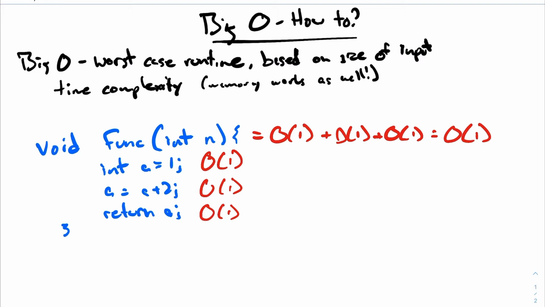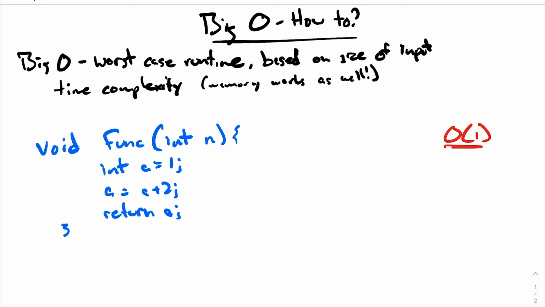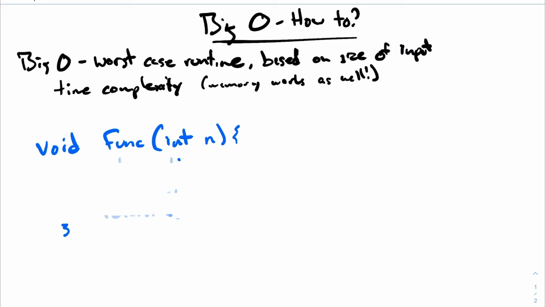You can essentially just combine these things and say, you know what, big O of 1 is the same thing as 8 times big O of 1. It doesn't matter that we run this function 100 times. It's all going to take the same amount of time, no matter the size of our input. So we just say this is big O of 1. So this first example is a constant time function. It will never change based on the size of our input. Cool. Let's look at another one, slightly more complex.